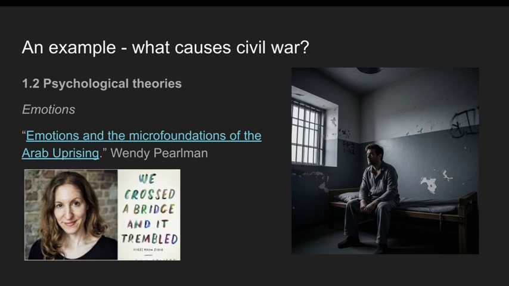And so maybe this person, right, in this image here, because they were wrongfully imprisoned, like that really influenced their decision. They want to enact revenge. Their group wants to enact revenge. It wasn't just this person who was wrongfully imprisoned, but a whole bunch of people from the same ethnic group. And so we're explaining the decision to engage in civil war due to emotions or other psychological factors.